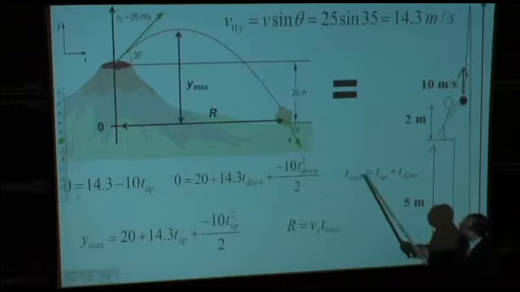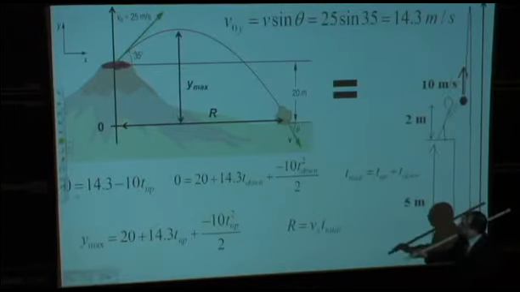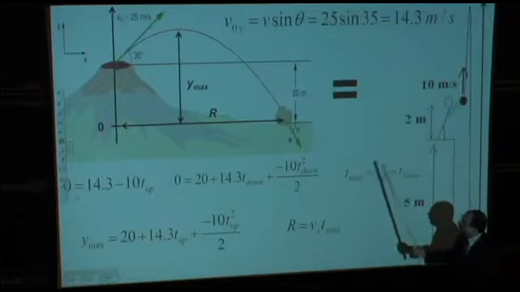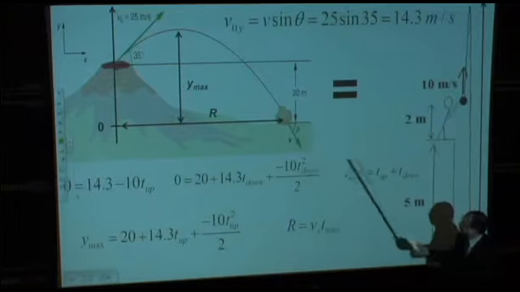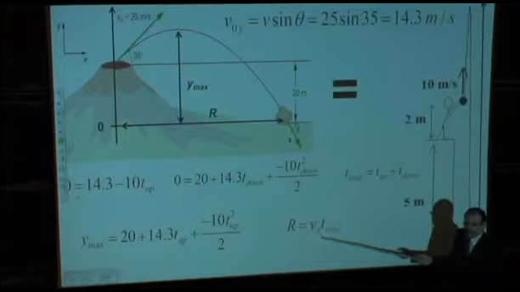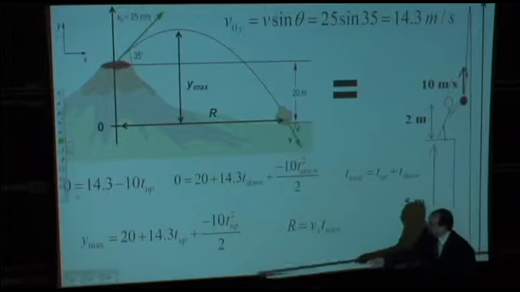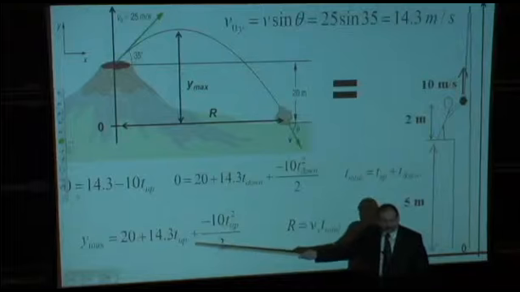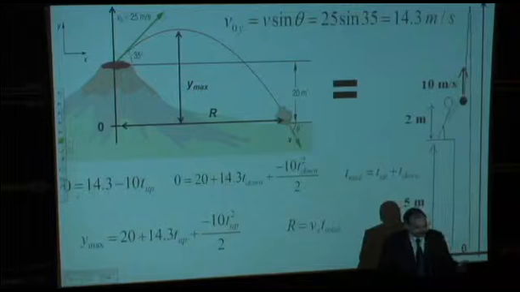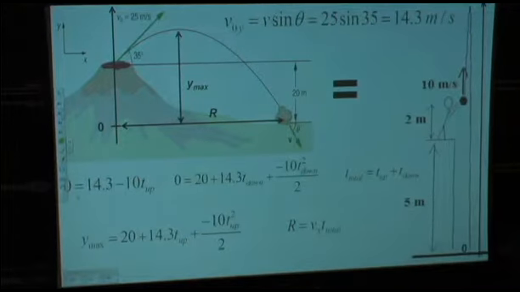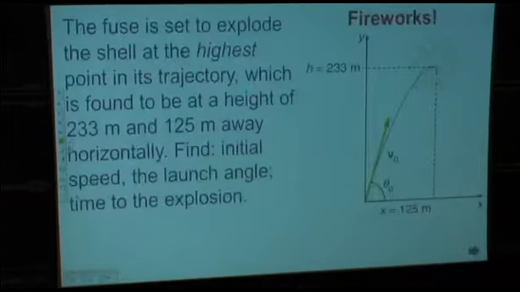We could have calculated time up and time down, and if we know the time, we can calculate all important geometrical variables like the range, that is the horizontal distance traveled, which is just the x component of velocity times total time, and maximum height, which is equal to the position when the time is equal to time up. So there's one more problem, the last problem I want to talk about related to projectile motion, and we move on to the next topic.